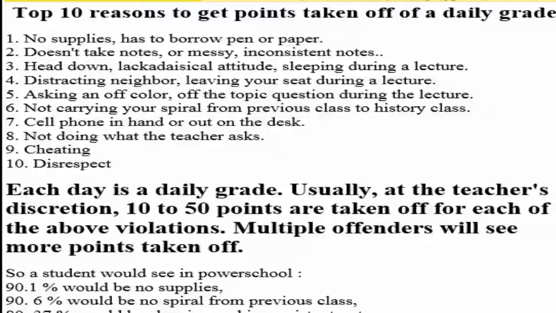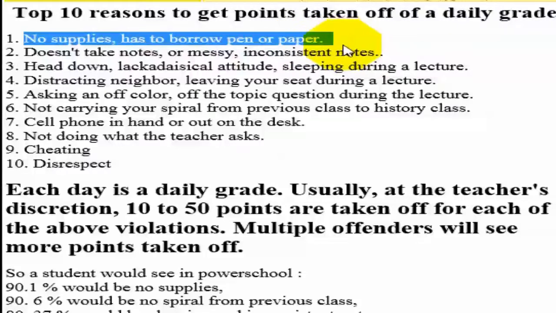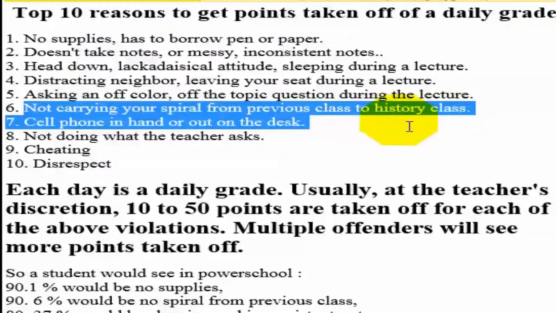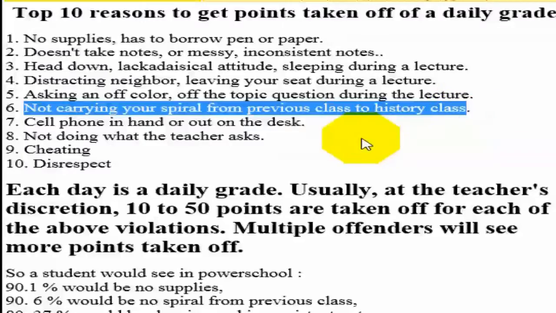All of that is a violation and will get points taken off your daily grade. Not doing what the teacher asks, cheating, disrespect. So each day a daily grade is going to be taken, usually at the teacher's discretion. 10 to 50 points will be taken off for each of the above violations. Multiple offenders will see more and more points taken off. And you'll see this reflected in PowerSchool. For example, if you got a 90.1 for that day, the 1 signifies that you had no supplies and had to borrow your pen or your paper. If you see a 90.6, look at number 6 right here. It says not carrying your spiral from the previous class to history class.